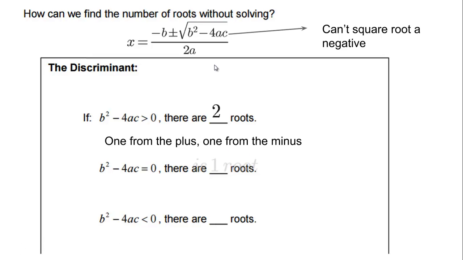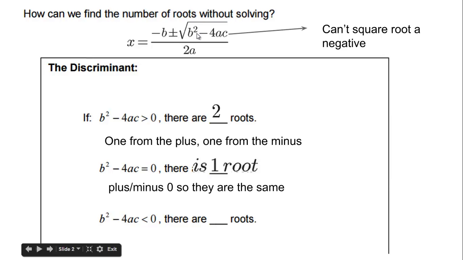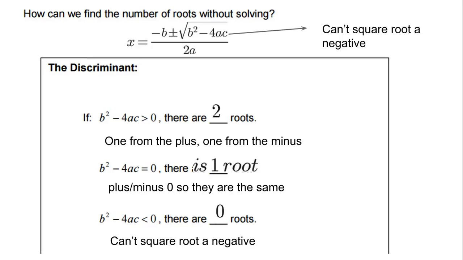If it equals 0, there is one root. I had to change the grammar. Because we're doing plus minus of 0, it doesn't really do anything, so you get the same thing. So plus minus 0 is the same. If b squared minus 4ac is less than 0, then there are no roots, and that's again because you can't take the square root of a negative. Okay, so pretty easy concept.